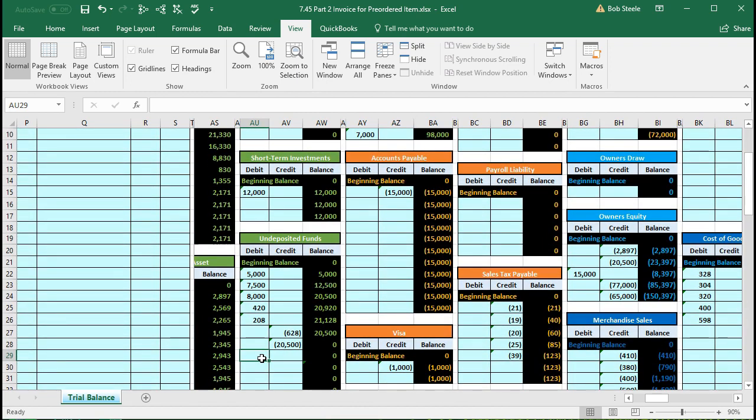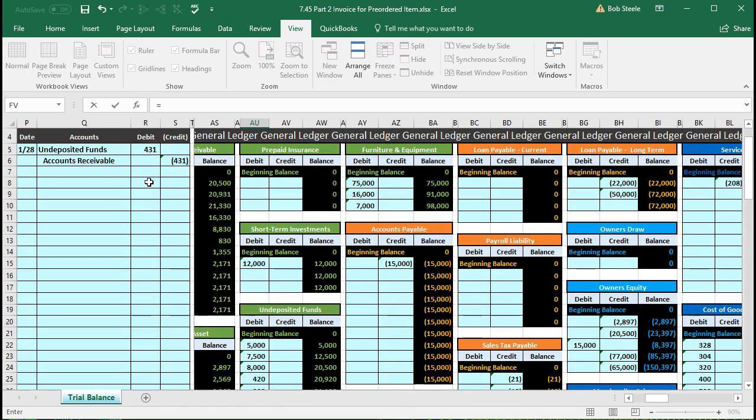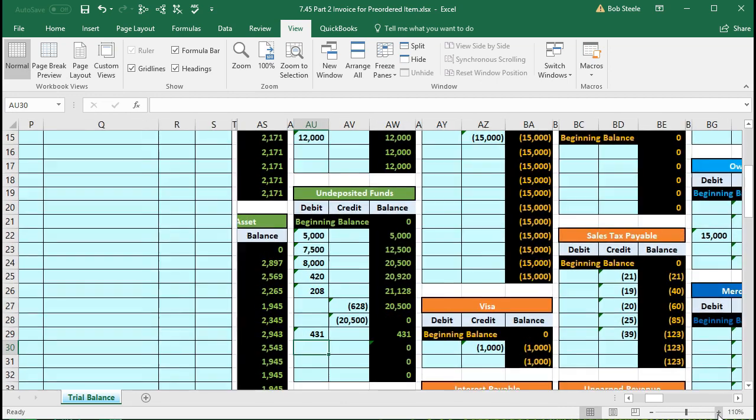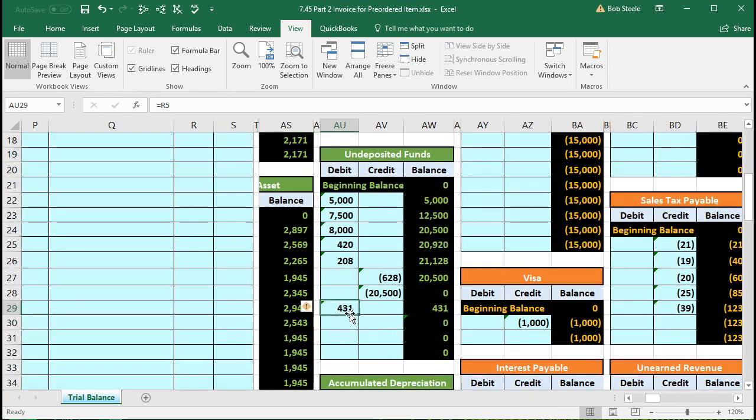So we are in cell AU29. We're going to select equals and then scroll up just a bit and point to that 431 in R5 and enter. Going to go back up to 120%. Now, if that was difficult to maneuver around, you could just type in equals R5. And it should pick that up as long as we are in the same area in the worksheet. That puts 431 into undeposited funds.